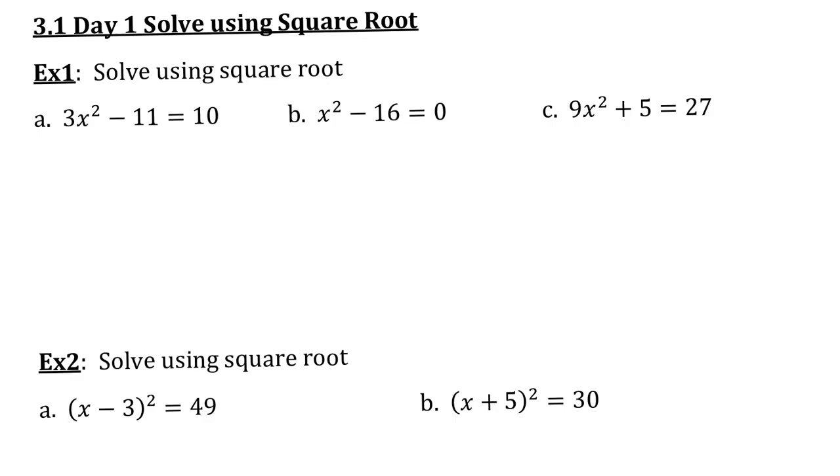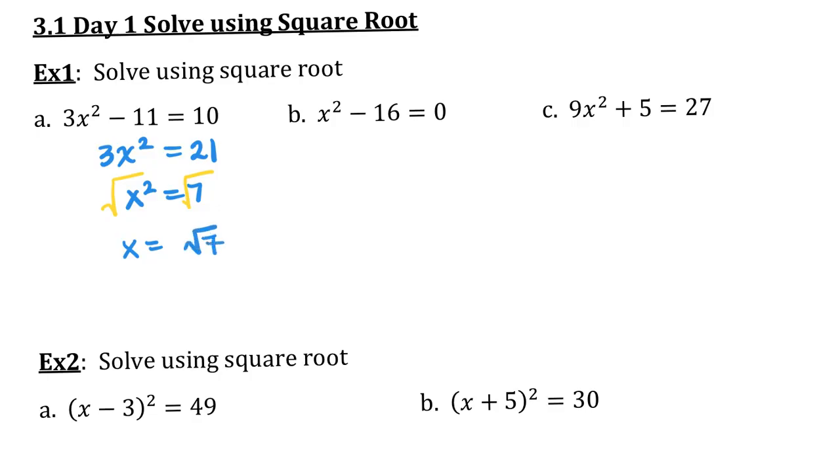So what do I have? 3x squared equals, if I do 10 plus 11, I get 21. Divide by 3. Okay, and then when you get to this step, to cancel out this squared, I do the inverse, which is the square root. So I'm going to square root. x equals, now the square root of 7 is irrational, so I'm going to leave it as square root 7.